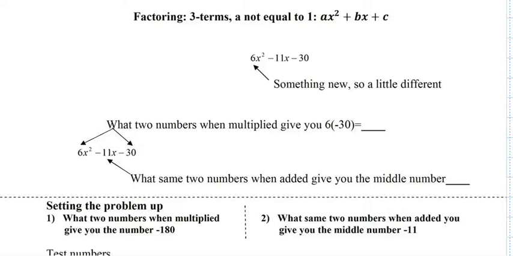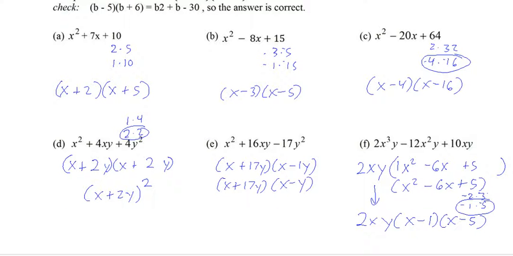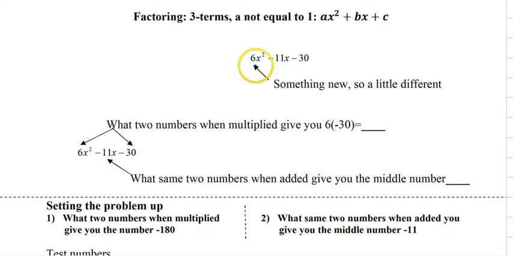This is factoring trinomials, three terms, with a not equal to 1. So that means we have something new here, something a little different. We do it very similar to the way we did this one, where we're looking for two numbers that when multiplied give you the last, when added give you the middle, but we have a number in front. So the way we include it is we multiply them together. 6 times negative 30 is negative 180.